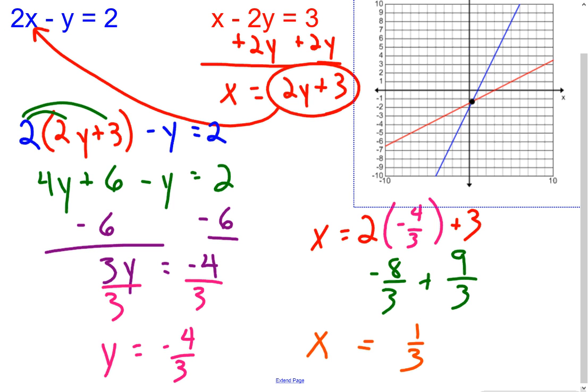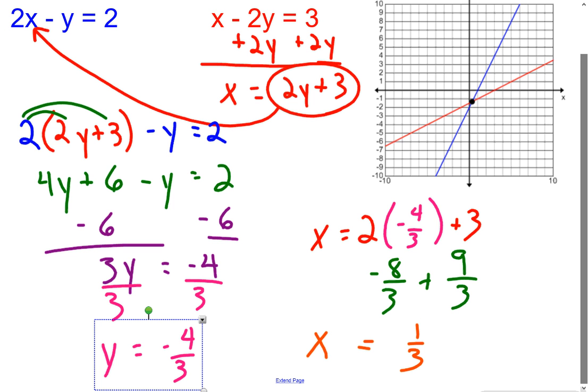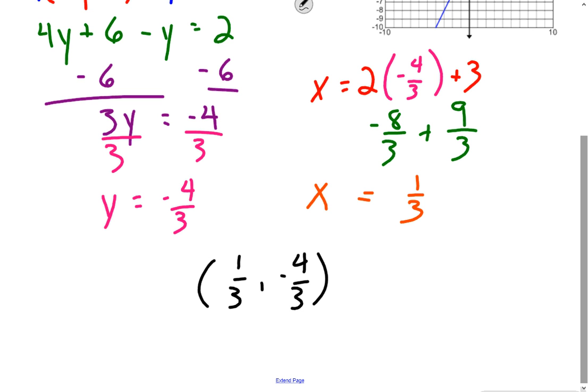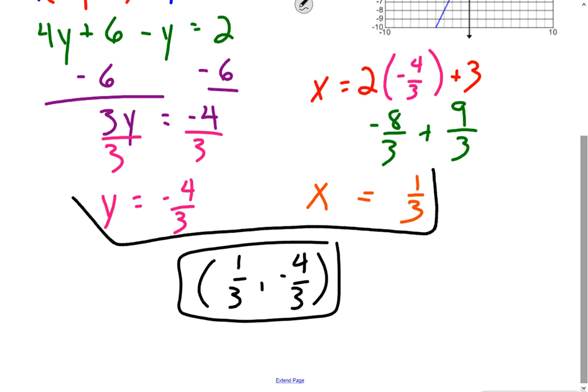So it says my x value should be 1/3, my y value should be negative 4/3, which when we look at the intersection of those two lines, that's it. X equals 1/3, y equals negative 4/3. And we found our solution. Now remember, you could display that as a point also, and then it would look like this. So either way, written as a point for your solution or in terms of x and y, we have it.